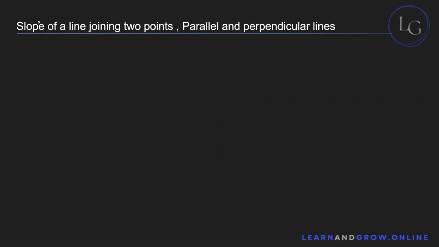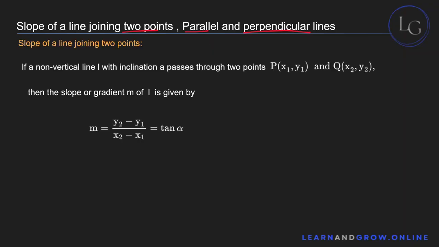Now, let's see what the slope of a line joining 2 points is, and what are parallel and perpendicular lines, and how they can be related to each other by the gradient. Okay, now let's see how you can find out the slope of a line joining 2 points.